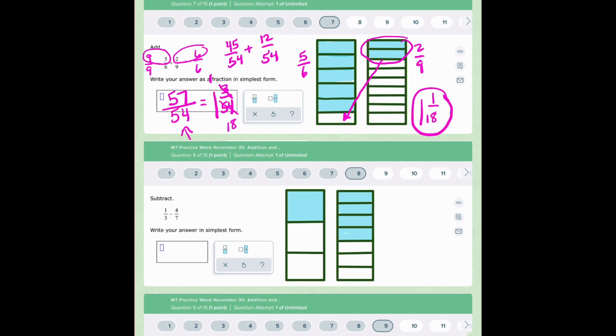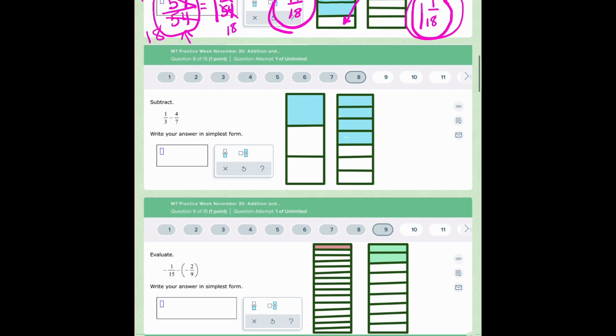It's very likely that it's okay to leave it as 57/54. Although we might have to divide by 3 in this one also. We said 3 goes into 54, 18. 3 goes into 57, then 19. So we could say 19/18 or 1 and 1/18. So either one is probably fine.